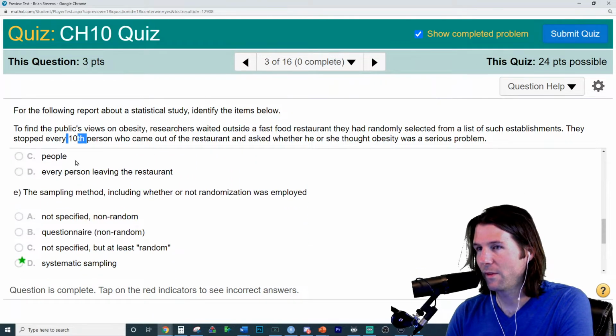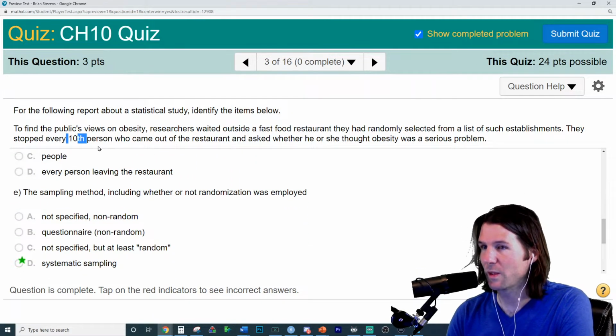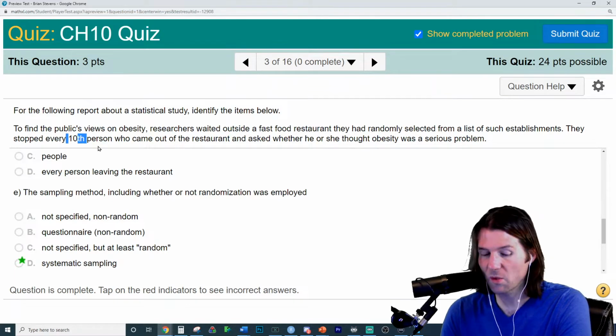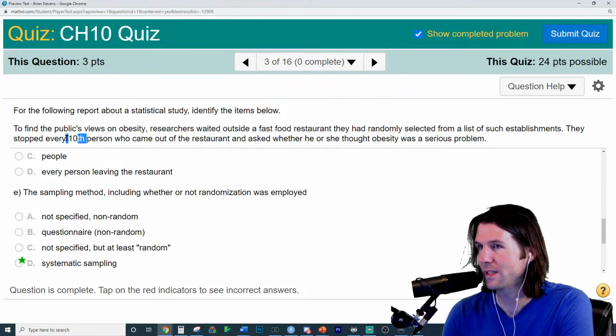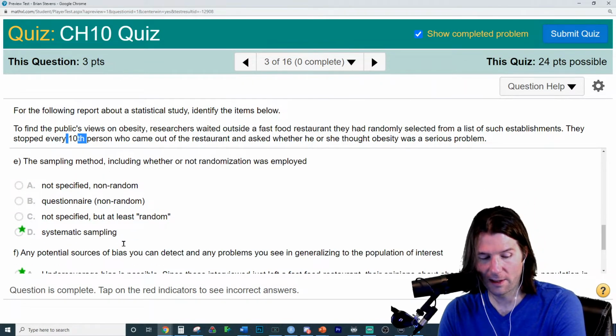If they don't mention this, because sometimes this one says it's going to speak to everybody. So watch out. Yours might say it speaks to everybody. Obviously, this is systematic because systematic is every kth observation. That one's the one that throws me for a loop sometimes, but that one's a lot easier when it does say systematic. Any potential sources of bias?